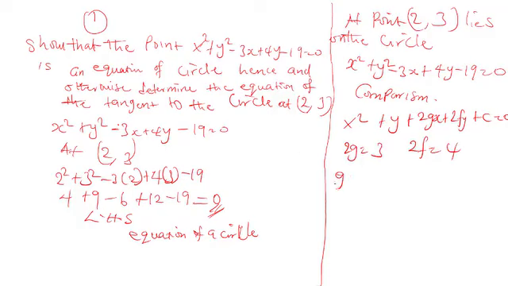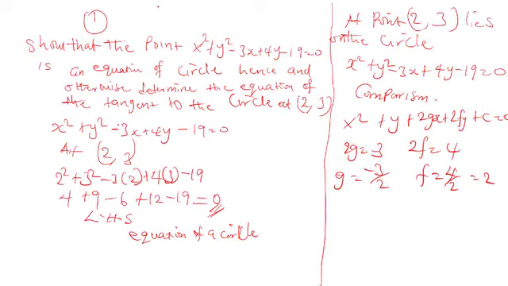So the value of our g becomes minus 3 over 2, and the value of our f is 4 over 2, which is equal to 2. That's the first step. So if that, then let's equate it with the tangent.